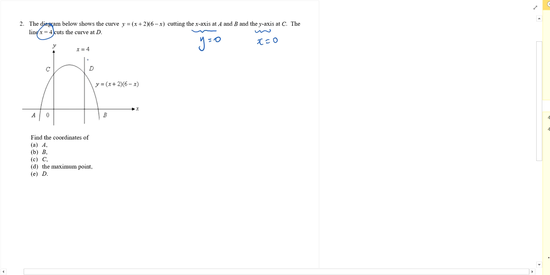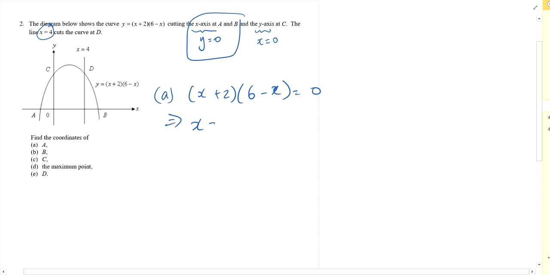So in order to find the coordinates of A and B, we see that we must set y to be equal to 0. So simply for part A, we let (x + 2)(6 - x) equal 0. That results in x equals negative 2 or x equals 6. So point A being on the left, we will have (-2, 0), and B, we have (6, 0). So that's for part A.